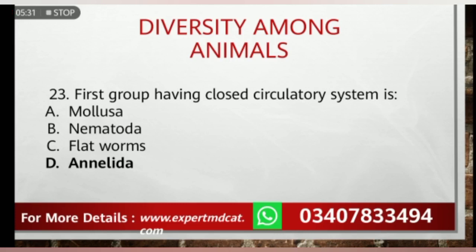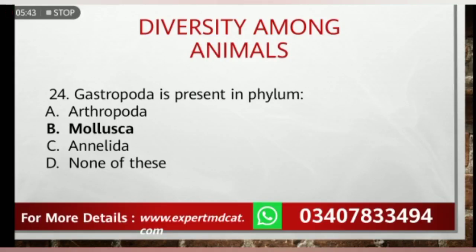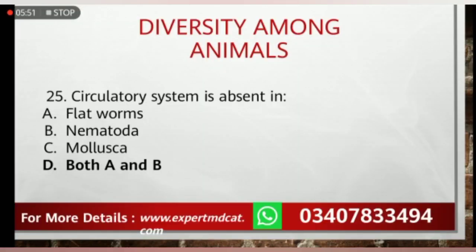फर्स्ट ग्रुप हैविंग क्लोज सर्कुलेटरी सिस्टम इज मोलस्का, निमाटोडा, फ्लैटवर्म्स, Annelida. Annelida is the first group which develops a closed circulatory system. Gastropoda is present in phylum Arthropoda, Mollusca, Annelida, or none of these? Correct option is Mollusca. Circulatory system is absent in flatworms, Nematoda, Mollusca, or both A and B? तो हमारे पास करेक्ट ऑप्शन है बोथ A and B, क्योंकि जो हमारे पास सर्कुलेटरी सिस्टम है वो सबसे पहले डिवेलप हुआ था फाइलम एनेलिडा में.